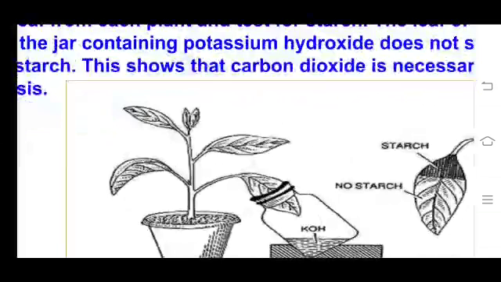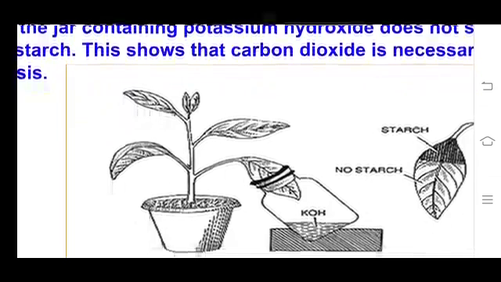So half part of the leaf is within the bottle, half part of the leaf is outside the bottle. That part of the leaf which is within the bottle, उसको कार्बन डाइऑक्साइड नहीं मिलता है. बाहर का जो हिस्सा है उसको कार्बन डाइऑक्साइड मिलता है. Now what do you understand? After 3-4 hours of exposure to sunlight, you pluck the leaf. वो जो लीफ है उसको प्लक करके स्टार्च टेस्ट करना है.